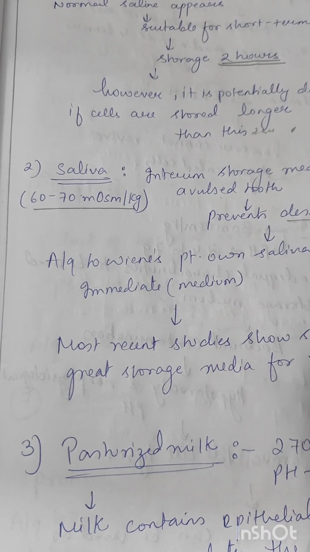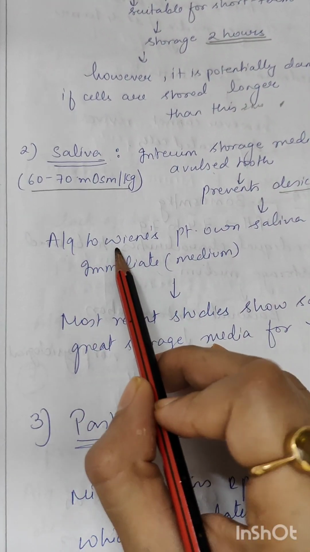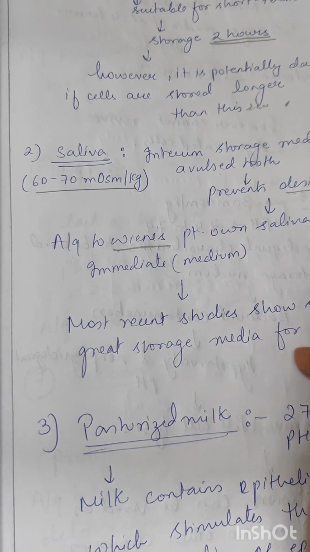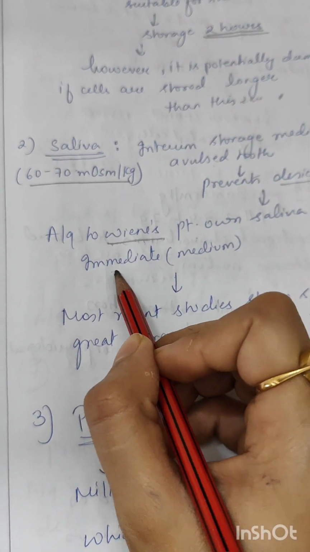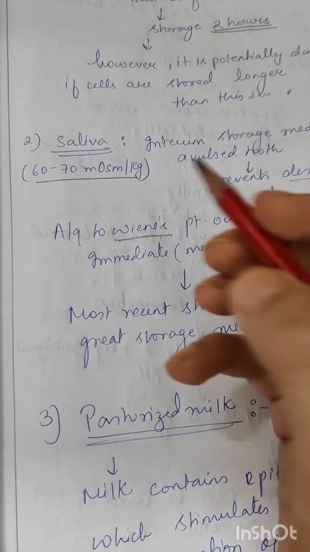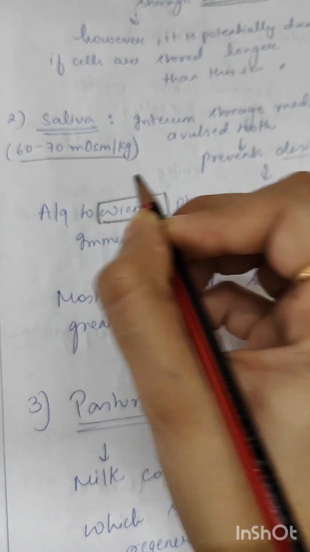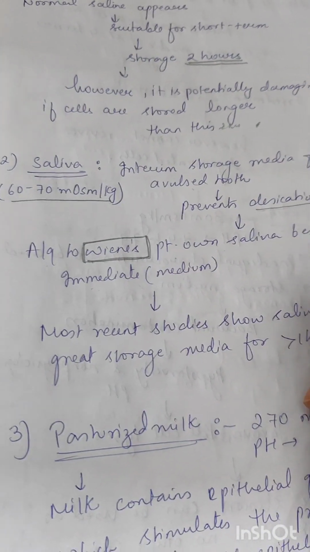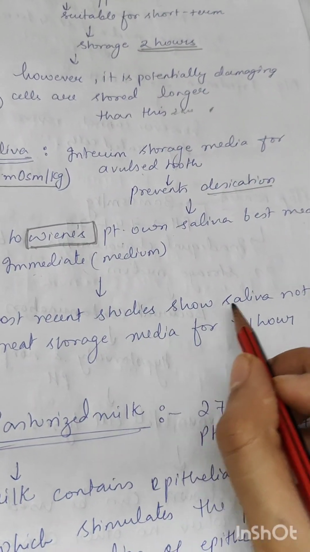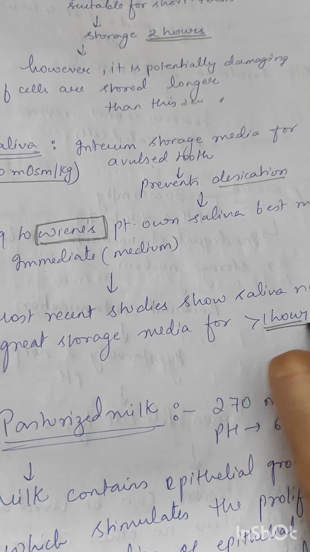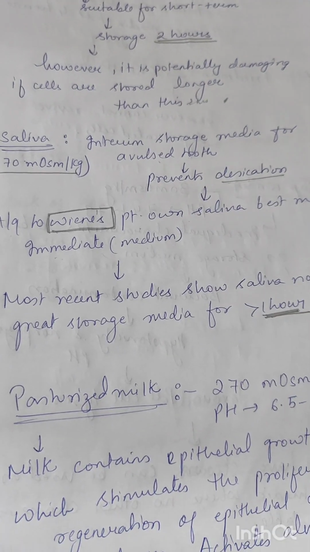It prevents desiccation. According to Wiens, the patient's own saliva is the best immediate media for tooth transport. Okay, according to Wiens, the patient's own saliva is the best media for immediate transportation. Most recent studies have shown that saliva is not a great storage media for more than 1 hour. It's not a great media for more than 1 hour.